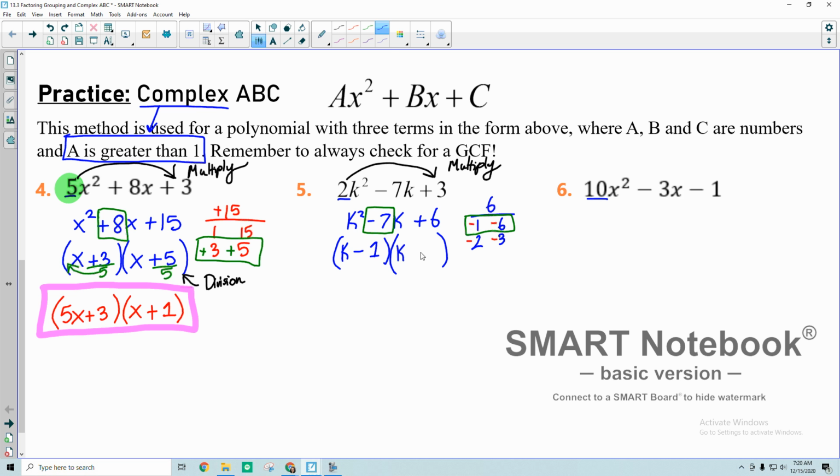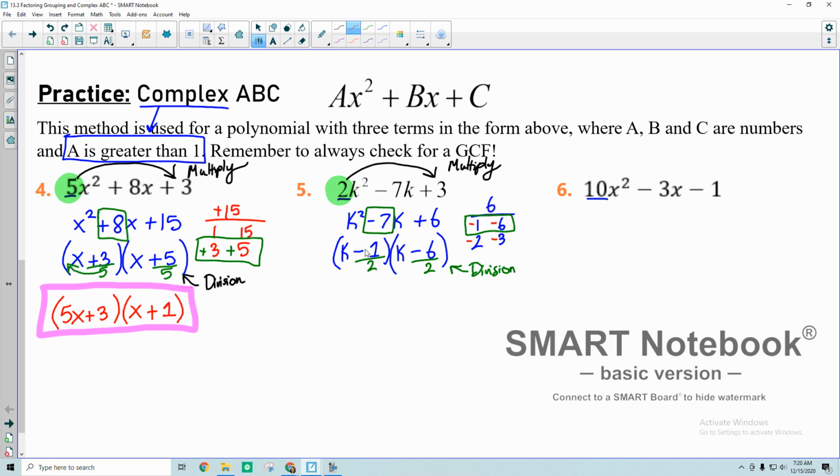So -1 and -6. All right, so if this was actually a simple ABC problem, this is where I would stop, right? But since this is a complex ABC, I have to go back because I've multiplied at the beginning, and I have to perform some division. Okay, so I'm going to divide by that number that I multiplied by. So let's go in and divide this number by 2, and then this number by 2 as well. So again, I have to go back and I'm doing some division.